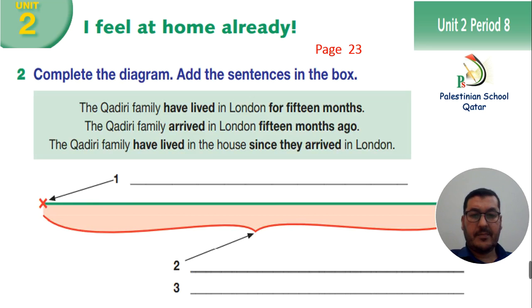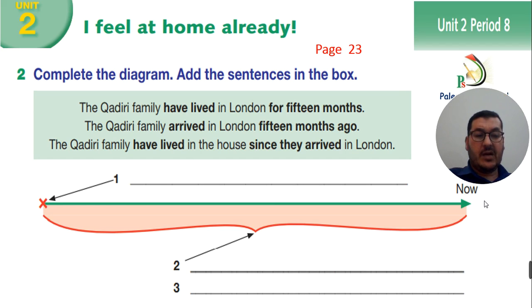Here we have exercise number 2. Complete the diagram and add the sentences in the box. Here we are in the past. This is something related to the past, and here in the middle, and here we are now. So we have three sentences. Which of these sentences talk about the past, and which talk about the past related to the present? Let's read them.